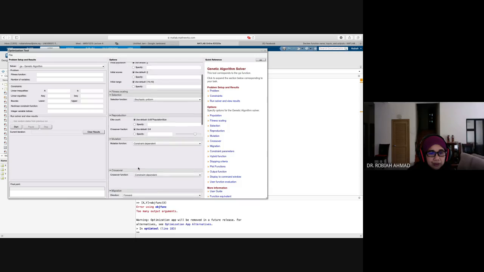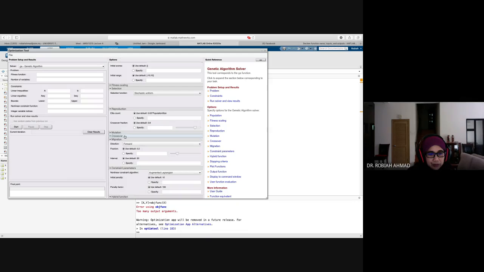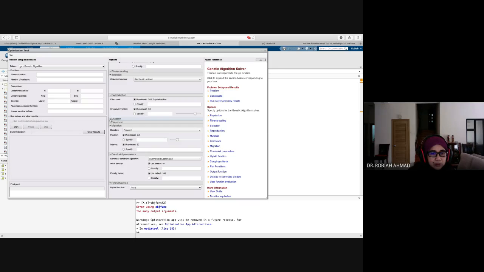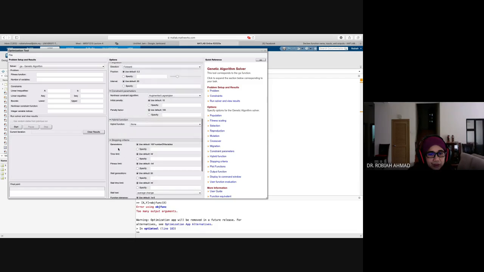The important things you put are the crossover function, the PC value. You can use the default 0.2, and then another one is the mutation. Also constraint, you can use the default value. For the stopping criteria, you specify whether you want to stop at 100 generations or 200 generations, and you can play around with this one.